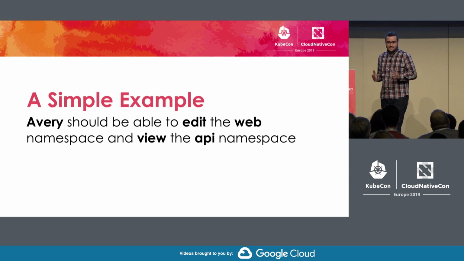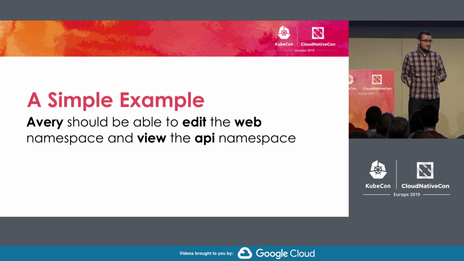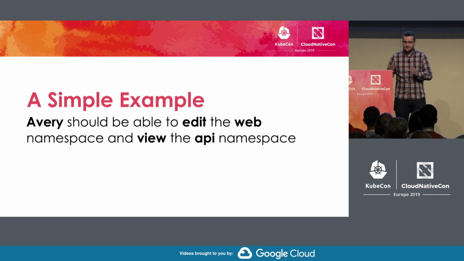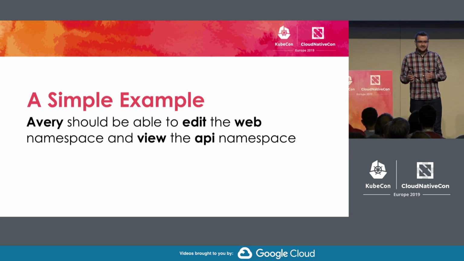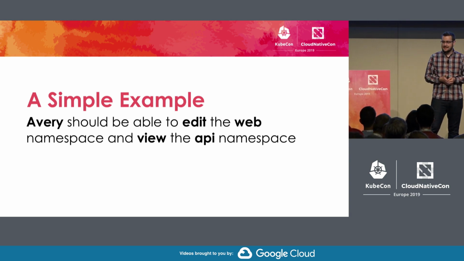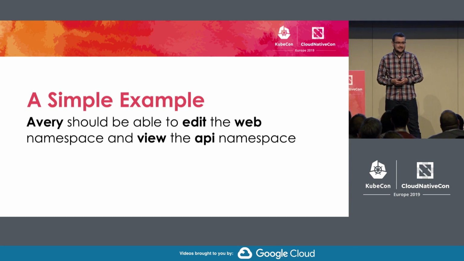So let's walk through a really simple example to put it all together. And this example is something we're going to be referencing throughout the entire rest of the talk. So pay attention to the level of access we're granting. So we've got a user. We're going to call her Avery. And she should be able to edit resources in the web namespace and view resources in the API namespace.